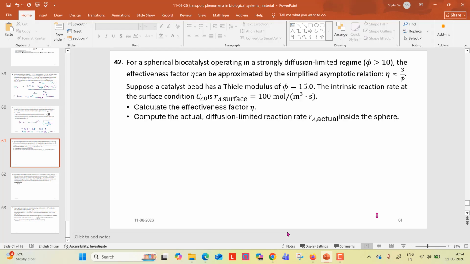the effectiveness factor eta can be approximated by the simplified asymptotic relation. Suppose a catalyst bead has a Thiele modulus of 15. The intrinsic reaction rate at surface condition Ca0 is rA equals 100 mole per meter cube second. Calculate the effectiveness factor eta. So eta is given as 3 by phi. So it is 3 by 15. It is 0.2. Compute the actual diffusion limited reaction rate inside the sphere.